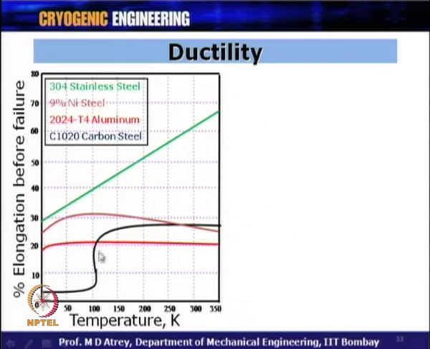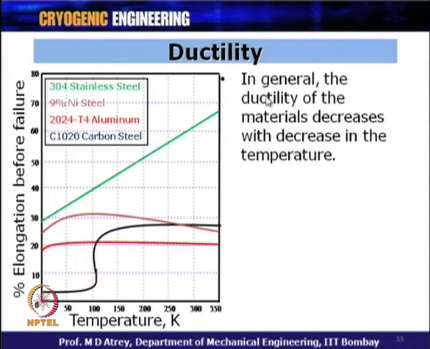So, again you have a DBT transformation for carbon steel, meaning that it cannot be used at low temperature, while stainless steel, nickel steel and aluminum can definitely be used, although the ductility is lower at lower temperature as compared to room temperature. In general, therefore, we can say that the ductility of the material decreases with decrease in temperature.